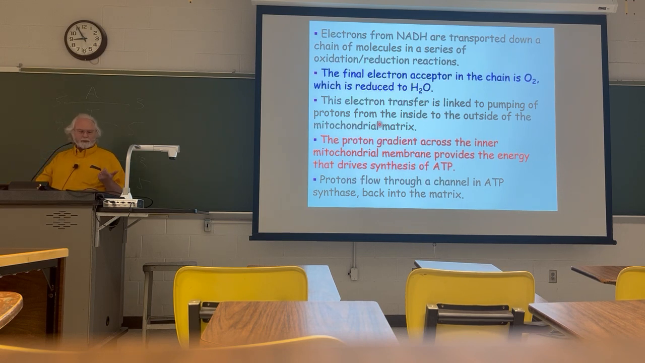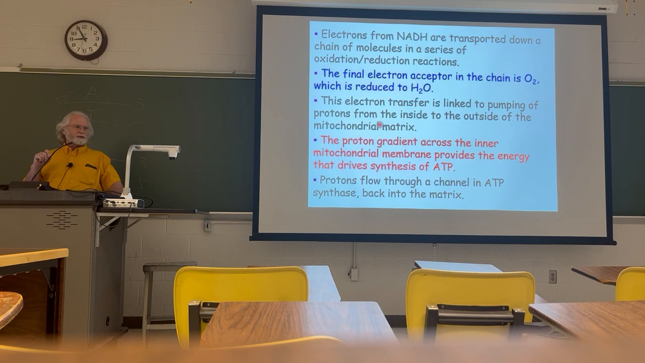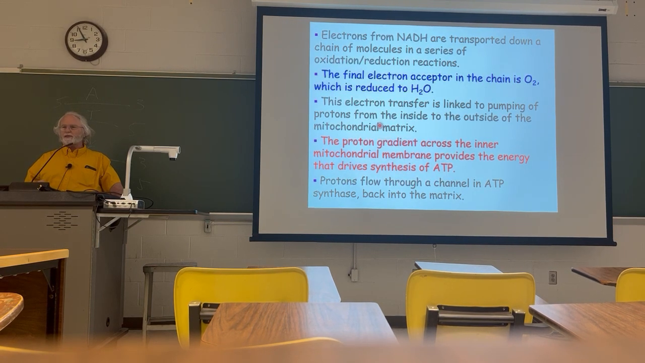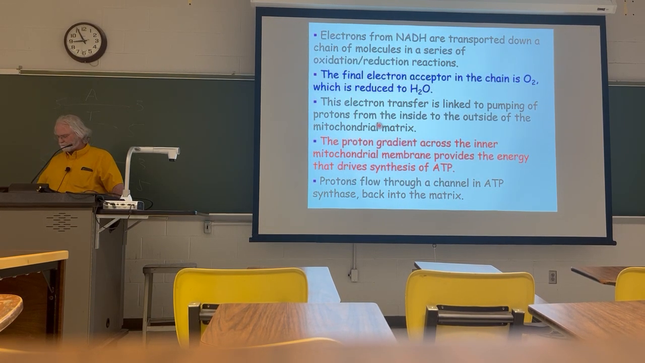And the proton gradient is achieved by pumping those protons from the matrix side out into the space between the membranes. Then when those protons flow back into the matrix, that's the energy that drives ATP synthesis. So we'll be looking at that.